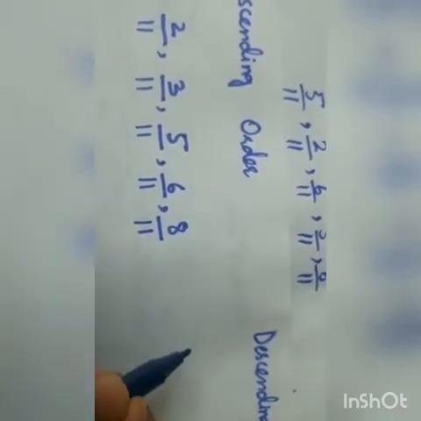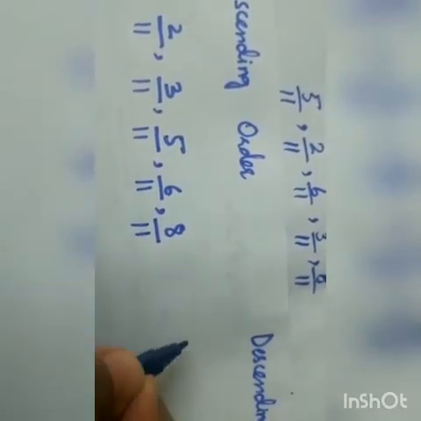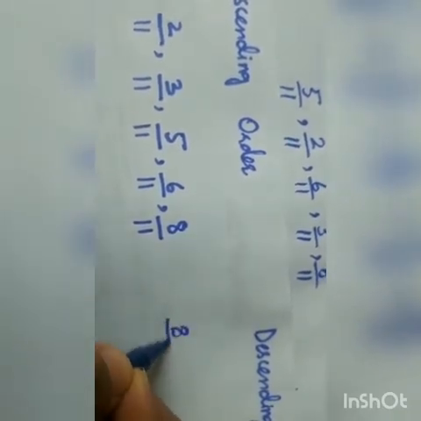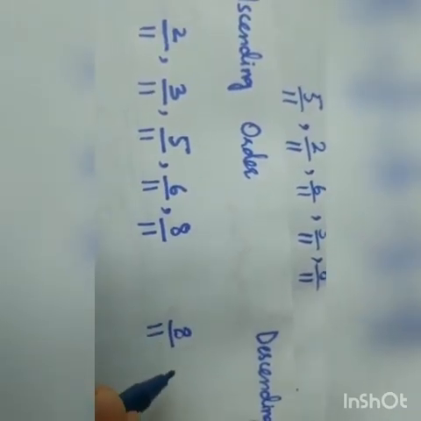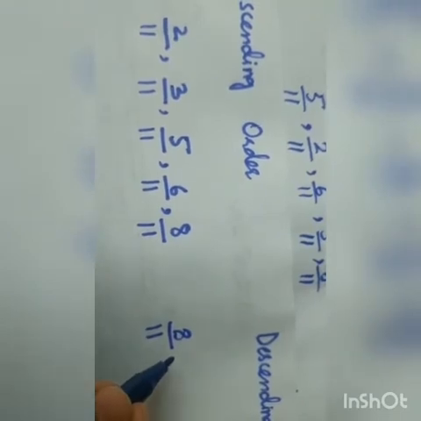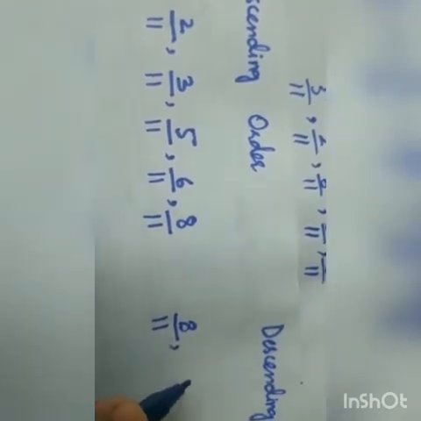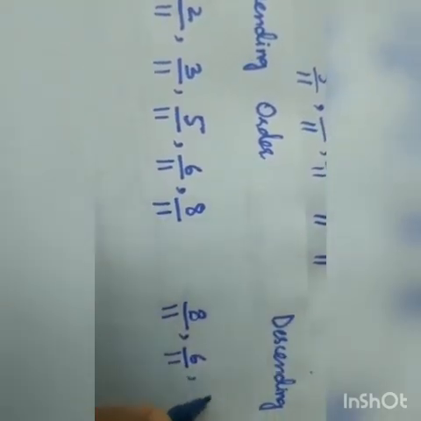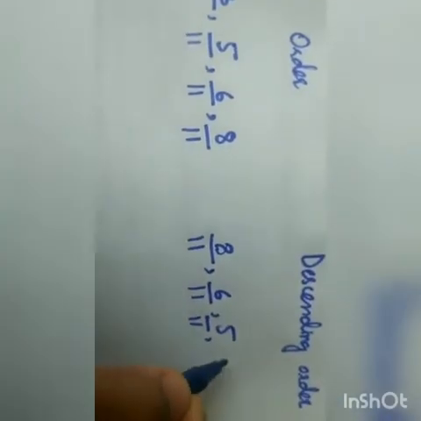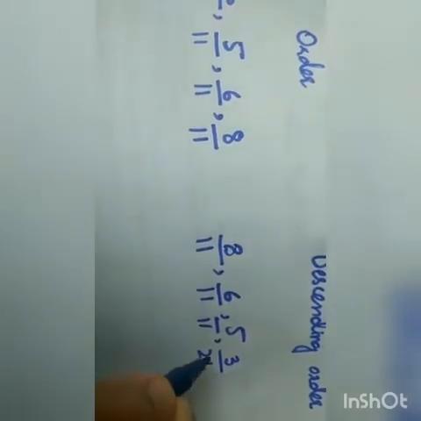We will change as a whole. Alright, first we will write 8 over 11, because in descending order we will write the greatest number first, then we will come towards the lowest numbers. 6 by 11, 5 by 11, 3 by 11 and 2 by 11 respectively.